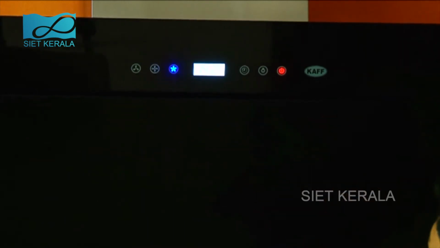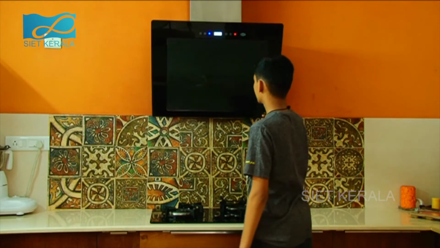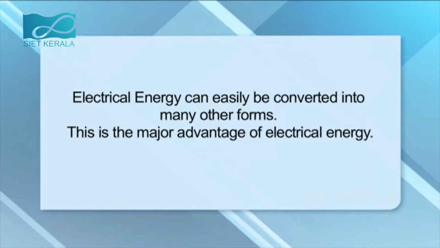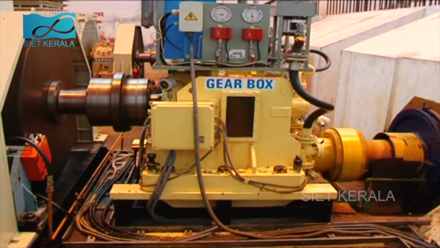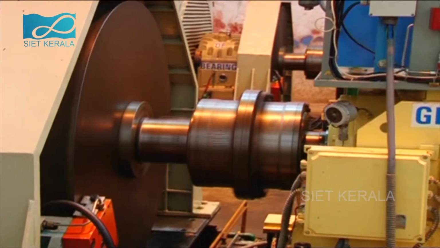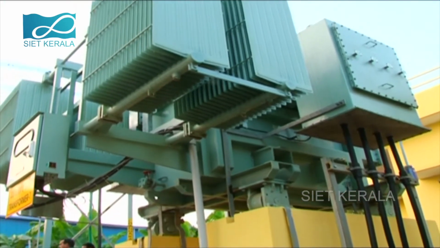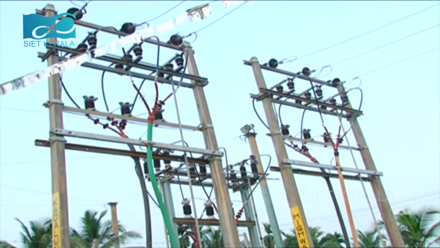Haven't you noticed one thing in common in all these? Electrical energy can easily be converted into many other forms. This is a major advantage of electrical energy. Electrical energy does not make atmospheric pollution. During the transmission of electrical energy, there is neither dust nor smoke.